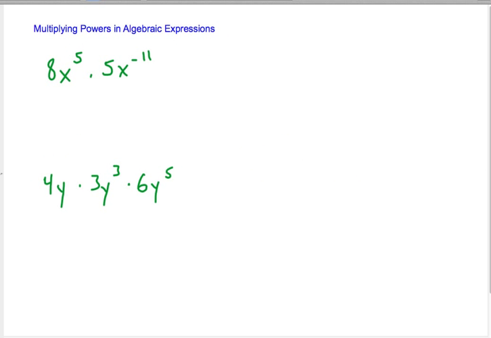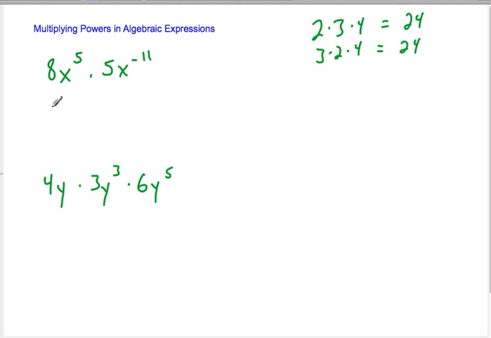Alright, moving on. So now we're going to multiply powers in algebraic expressions. So now we have some coefficients here, the 8 and the 5, and let's see how that works. Keep in mind this is all multiplication again, and just as we can write 2 times 3 times 4 equals 24, you can also switch around the order, 3 times 2 times 4 still is going to equal 24. So it's important to remember that you can switch around the order here, and so that's what I'm going to do in this case.